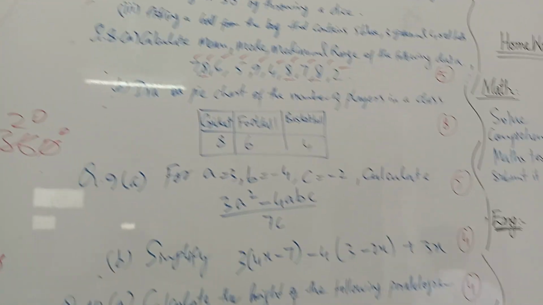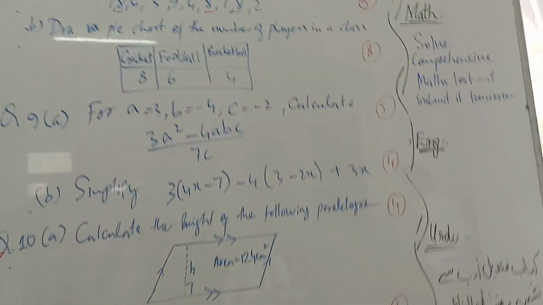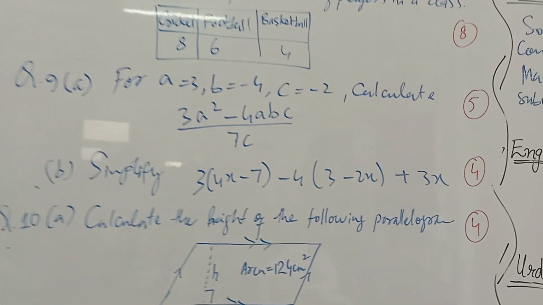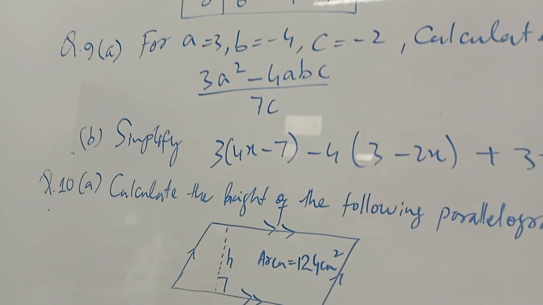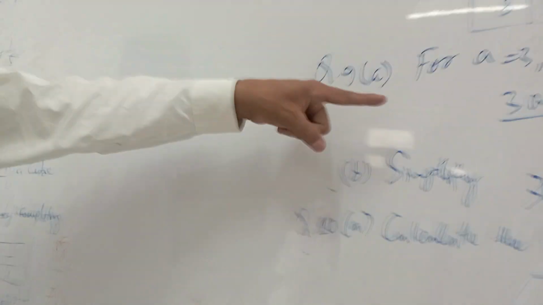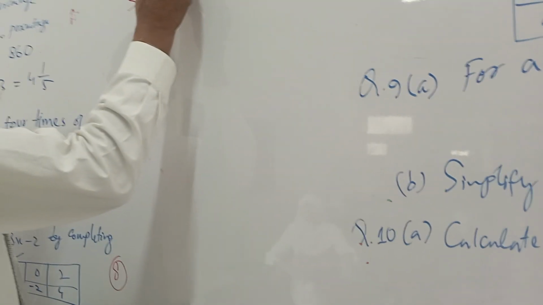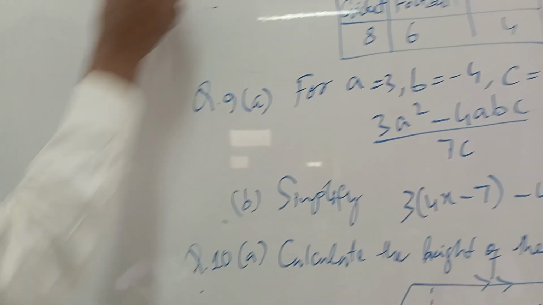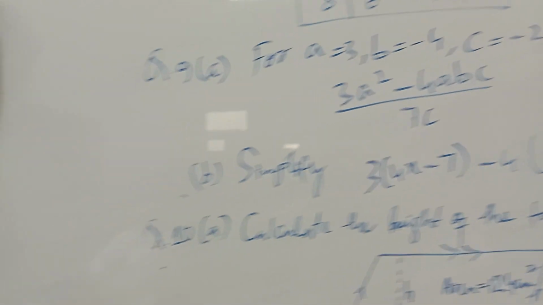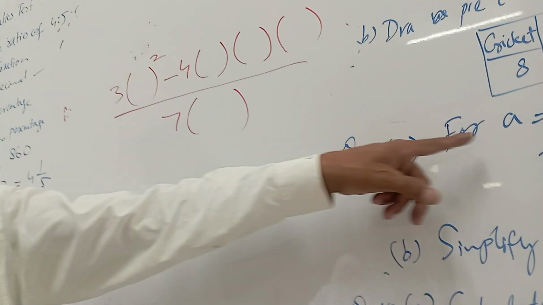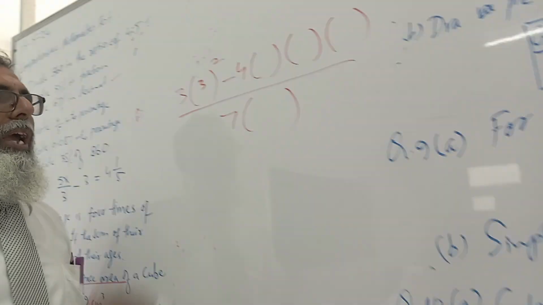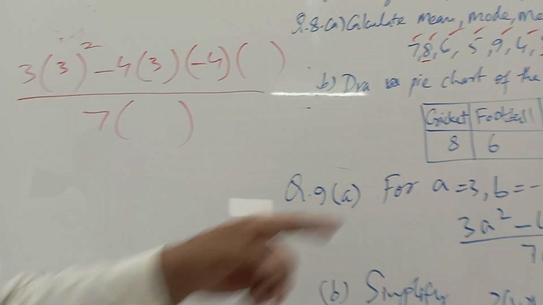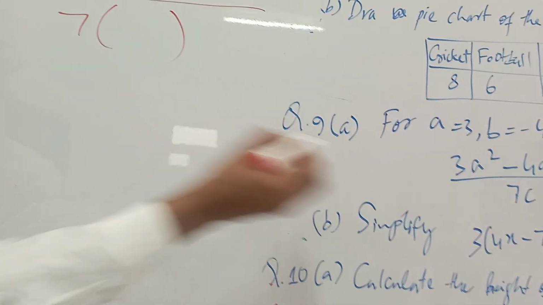Now the next question says: for a equal to 3, b equal to minus 4, c equal to minus 2, calculate 3a squared minus 4 times b times c divided by 7. Since we have the values, we put them in brackets. A's value is 3, so 3 squared. Then B is minus 4 and C is minus 2.